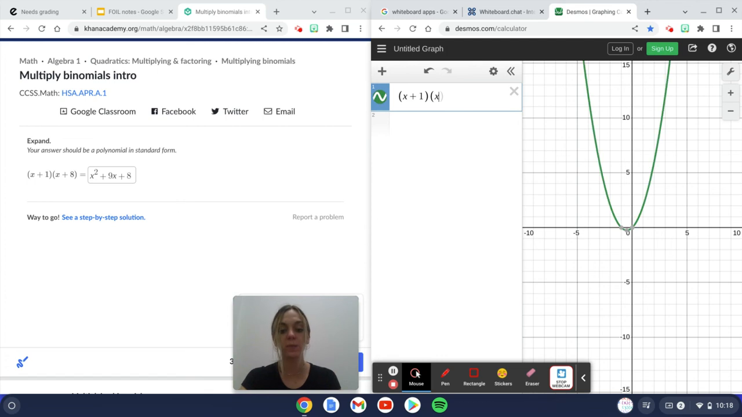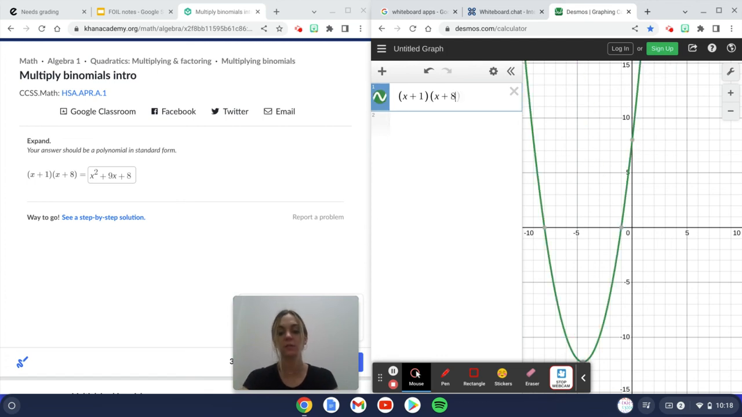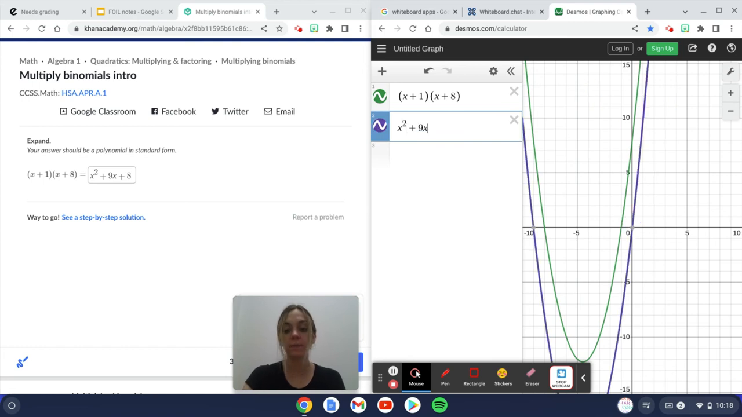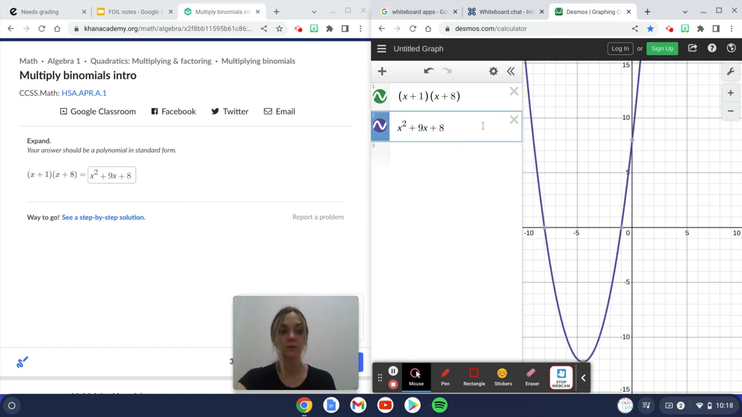Now, what you can do if you want to check it before you put it in con is put your two binomials, so like the two things that you're multiplying, put them in Desmos. Find your FOILed form, what you got after you multiplied everything together. And then if they're right on top of each other in Desmos, that means you did the correct thing.